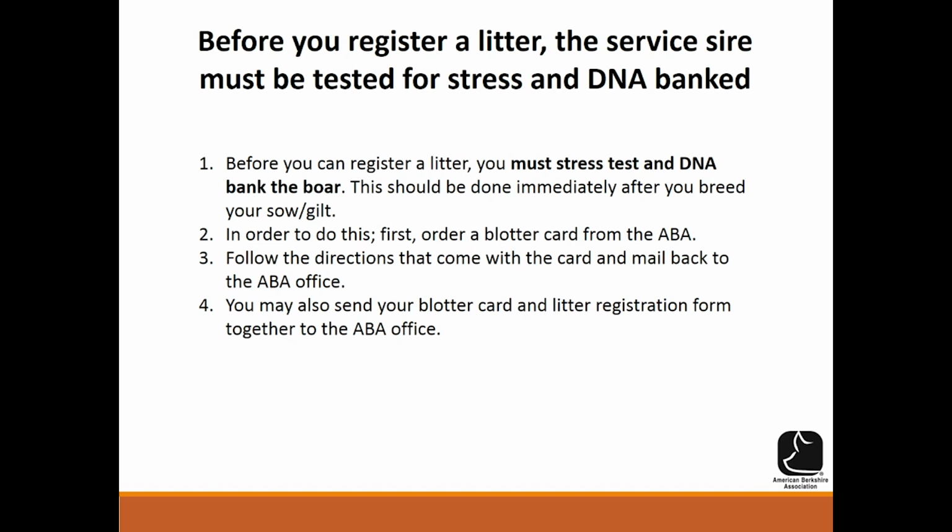Before you register a litter, the service sire must be tested for stress and DNA banked. This should be done immediately after you breed your sow or gilt. In order to do this, first order a blotter card from the ABA. Follow the directions that come with the card and mail it back to the ABA office. You may also send your blotter card and litter registration form together to the ABA office.